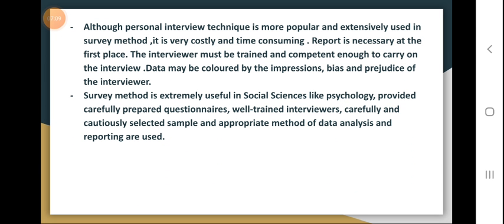Although personal interview technique is more popular and extensively used in survey method, it is very costly and time consuming. Rapport is necessary in the first place. The interviewer must be trained and competent enough to carry on the interview. Data may be colored by the impressions, bias and prejudice of the interviewer. So survey method is extremely useful in social sciences like psychology, provided carefully prepared questionnaires, well-trained interviewers, carefully and cautiously selected sample and appropriate method of data analysis and reporting are used.